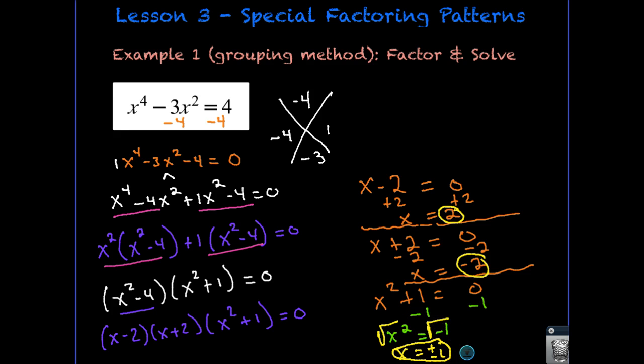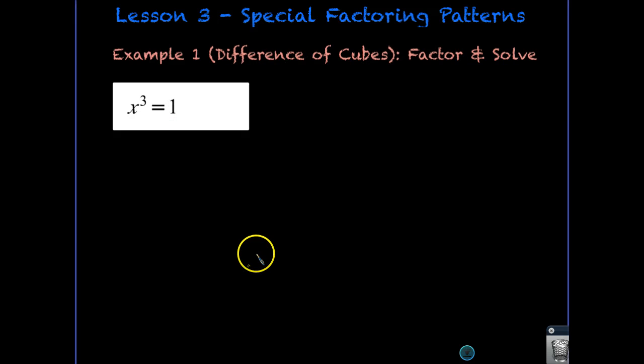All right, let's try another example. x cubed equals 1. So right away I have two terms and I should be thinking to myself, ooh, a cubed. I probably have a sum or difference of cubes. Well, I don't know until I set this equal to 0. So what I need to do is subtract 1 from each side, and I end up with x cubed minus 1 equals 0. So now I have a difference of cubes.